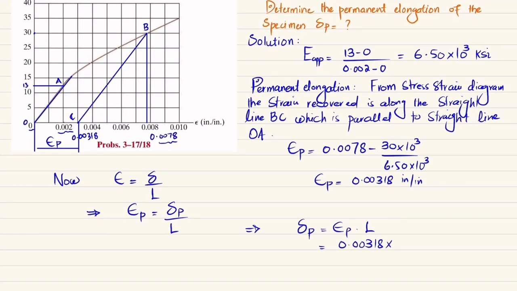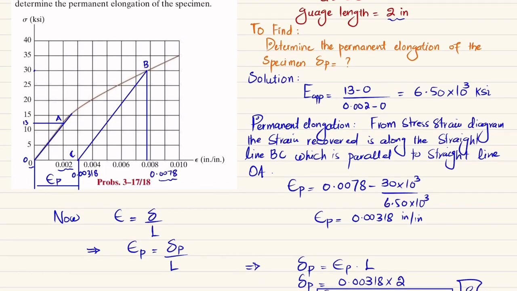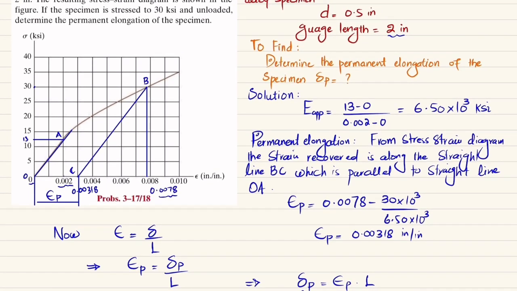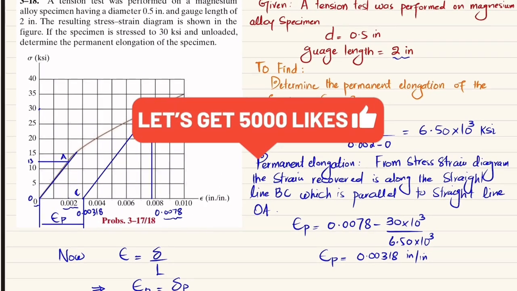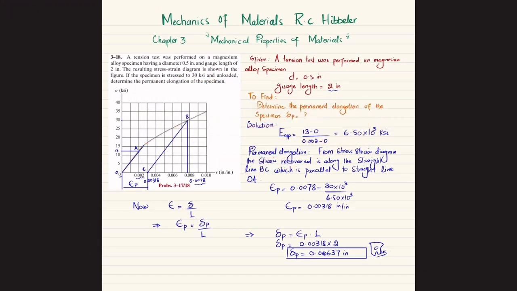So we will multiply this by 2 and you will get the permanent elongation, and that permanent elongation will be 0.00637 inch, which is the answer of this question. So this will be the permanent elongation in the original gauge length of 2 inch of the magnesium alloy specimen. And that was all about this problem 3-18.